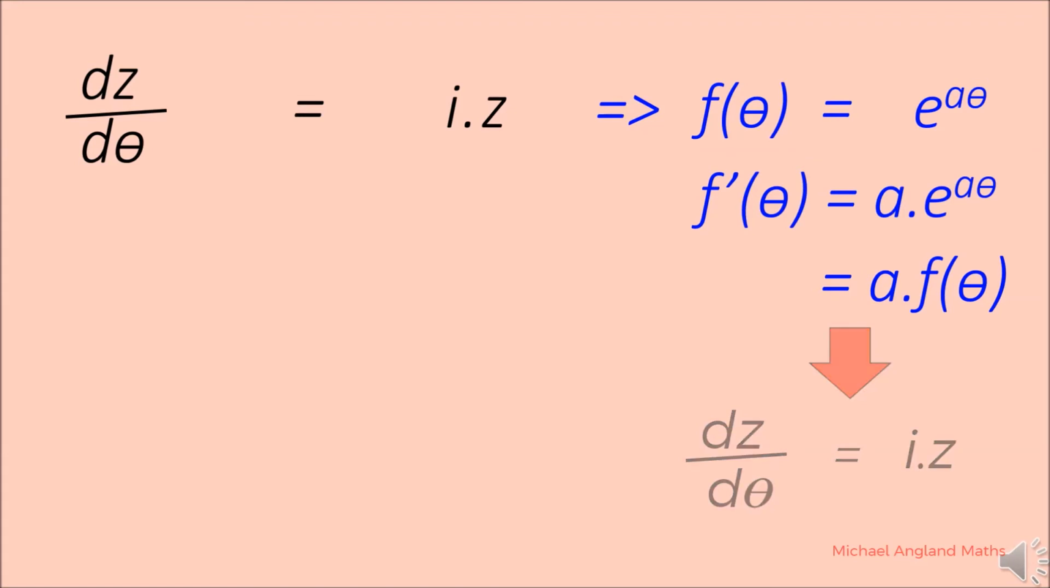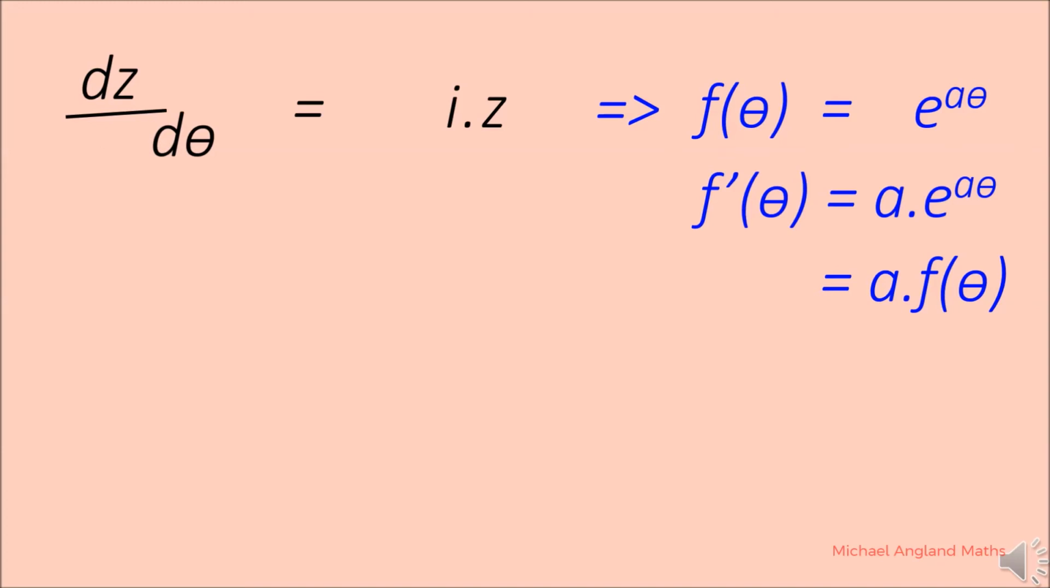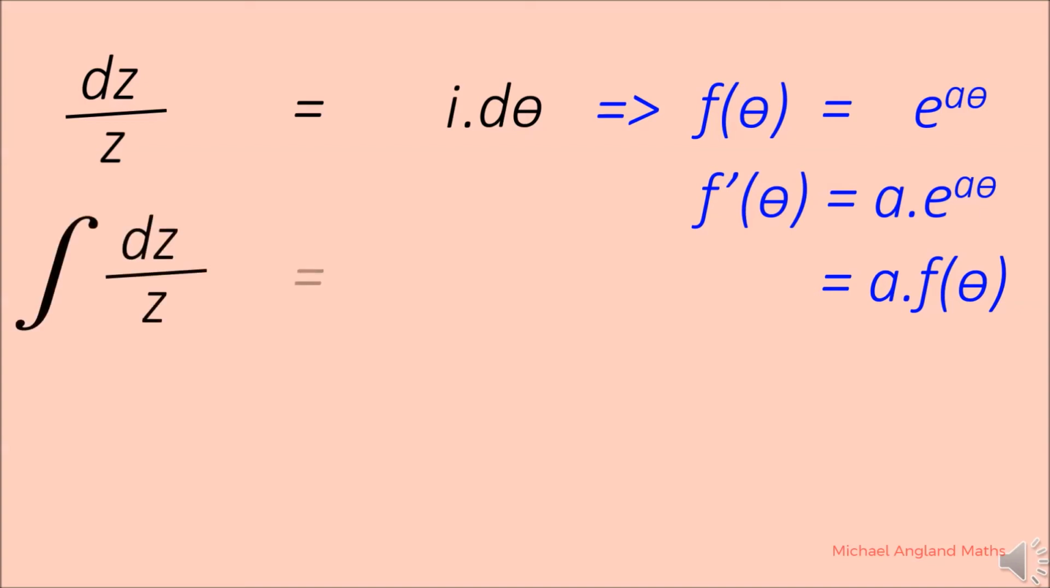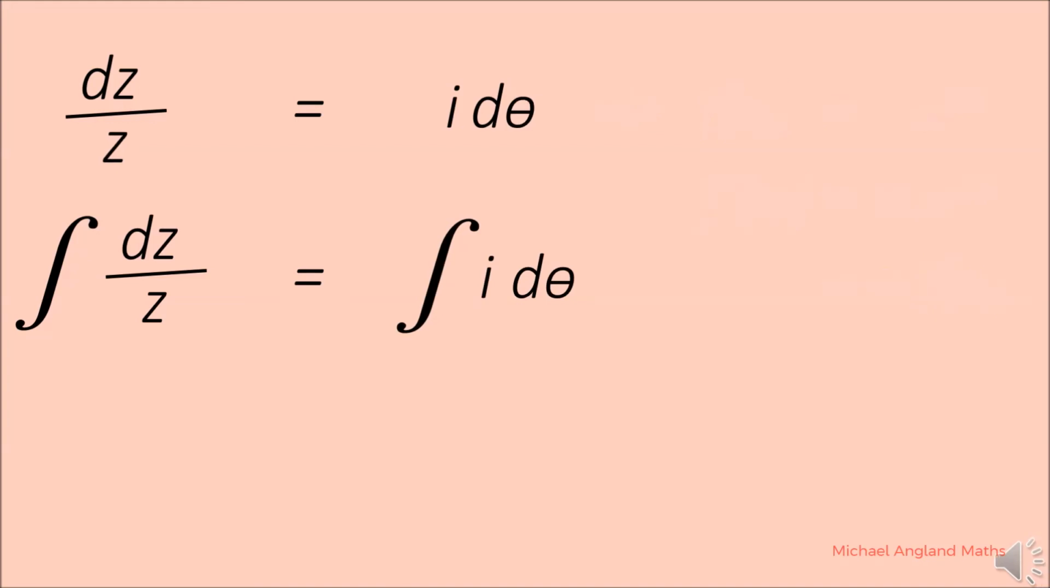Now we're going to treat this like it's a separable differential equation. So we're going to move d theta to the right, and we're going to bring z over to the left. So we end up with dz on z is equal to i d theta. Now the next step is to take the integral of both sides. On the left-hand side we get the natural log of z is equal to, on the right-hand side, i theta.